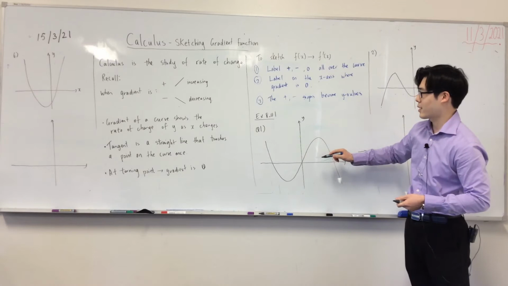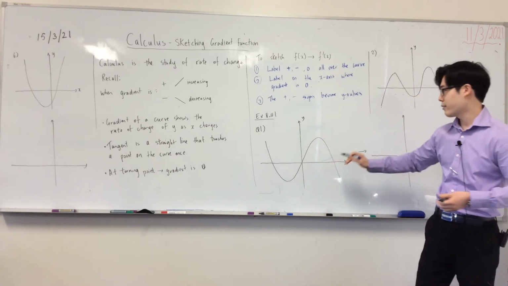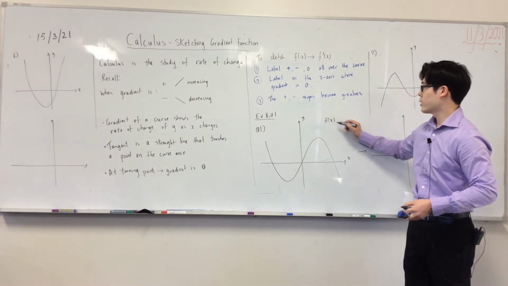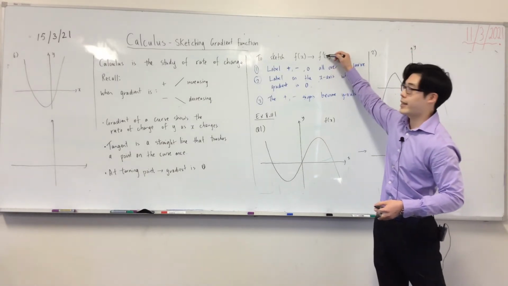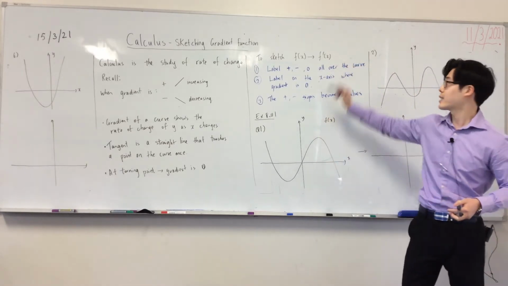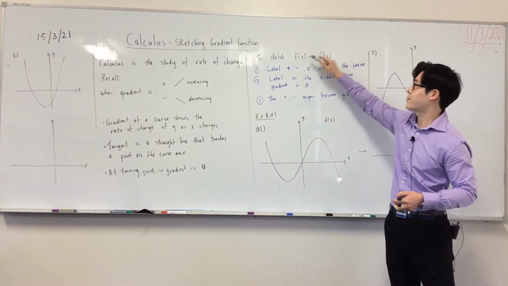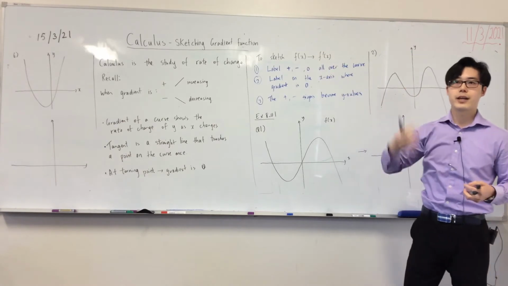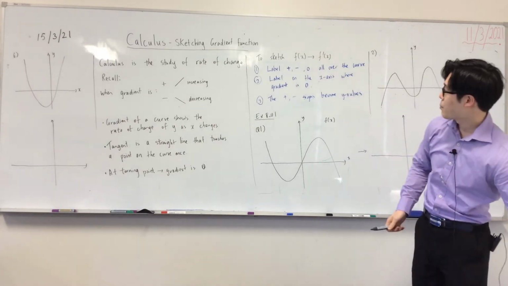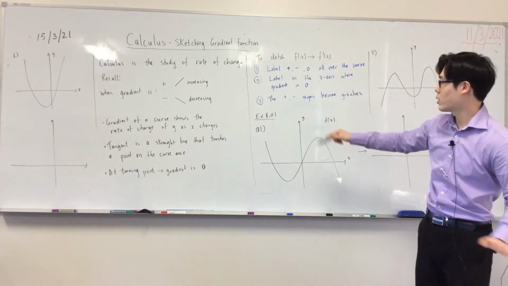In the first question, this is the original graph, f of x. What they want you to do is sketch f dash x, which means sketch the gradient of this. That's what this little dash means. It means if you differentiate this, find the gradient function. So the first step, girls, is to label plus, minus, and 0 signs all over the curve.